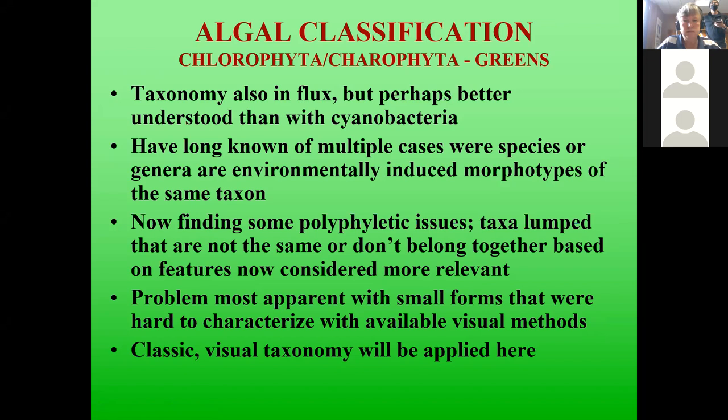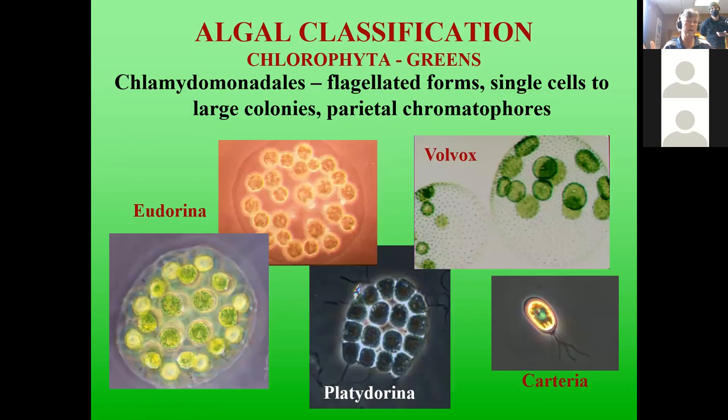If you've got epifluorescence, you might be able to sort out whether it's a blue-green or a green, or maybe even a chrysophyte, but it's a challenge. This is not an easy thing to do based on a small amount of sample. If you've got a lot of them, then it becomes more important to figure it out. So here we're applying mostly classic visual taxonomy, but realize that it is indeed more complicated.